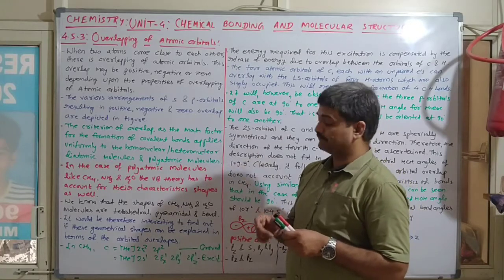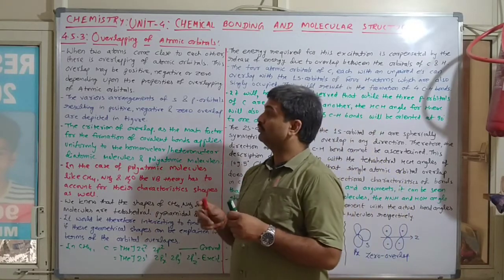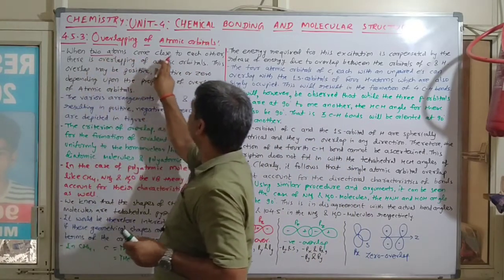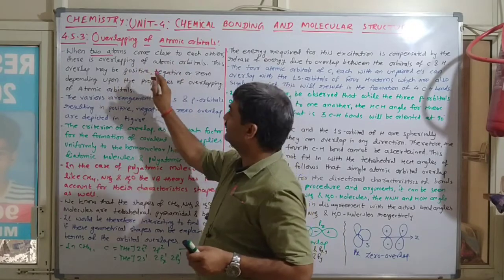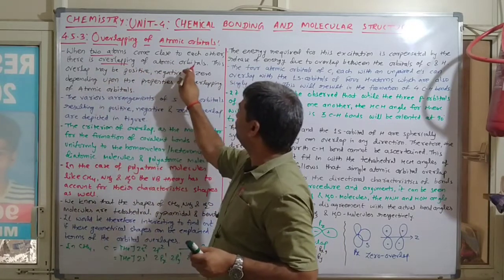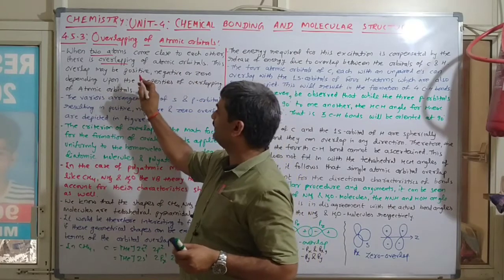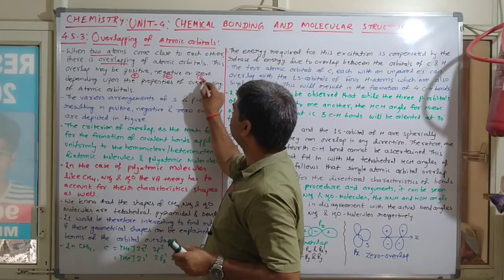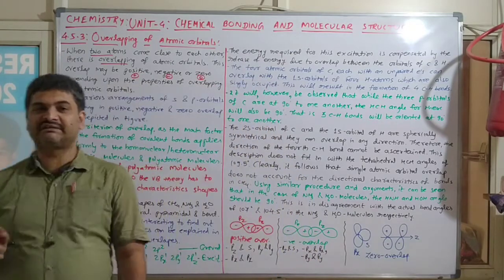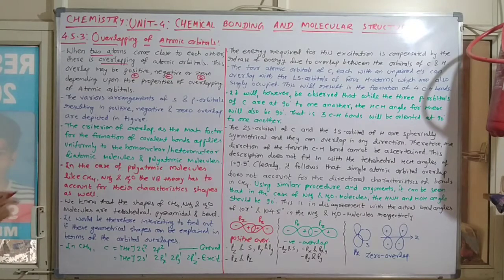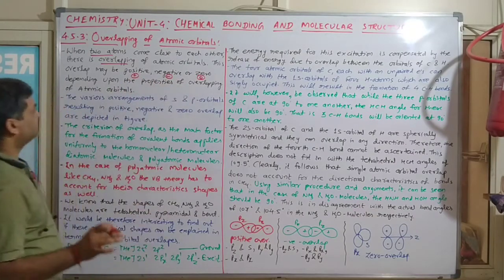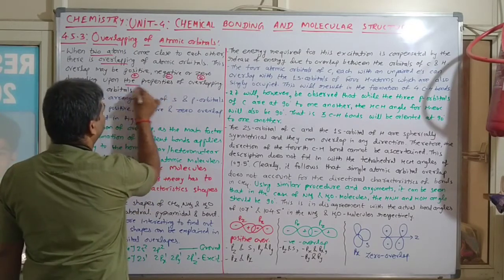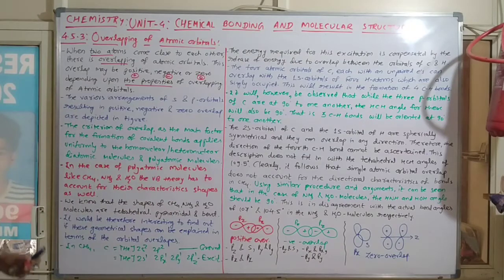See, overlapping of atomic orbitals. When two atoms come close to each other, there is overlapping of atomic orbitals. This overlap may be either positive, negative, or zero. Whenever overlapping starts, it may be divided into three parts, positive, negative, or zero, depending upon the properties of overlapping of atomic orbitals.